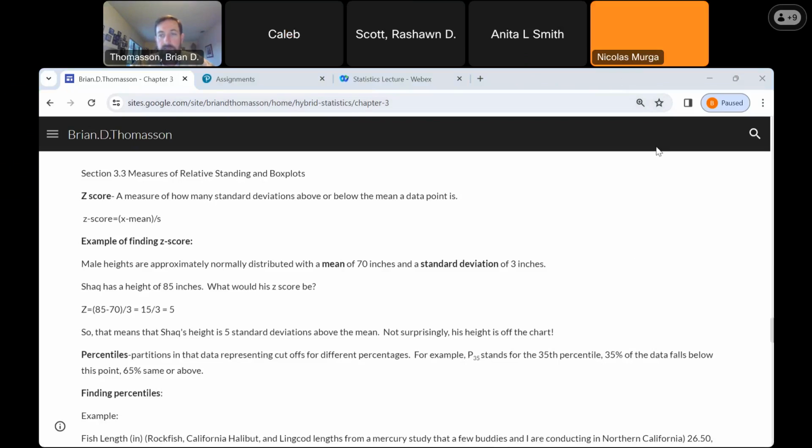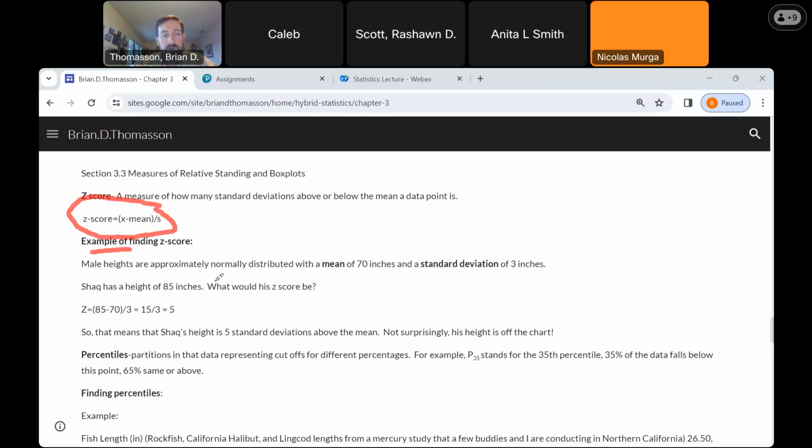Now the next block here is measures of relative standing in box plots. So this first thing is a z-score. It says a measure of how many standard deviations above or below the mean a data point is. So we have this formula. Let's see what that represents. I think an example would probably be the best idea.